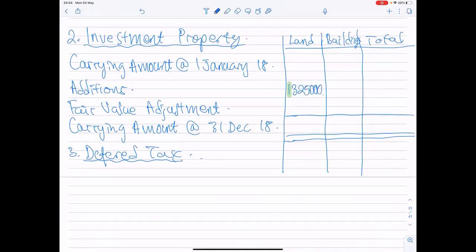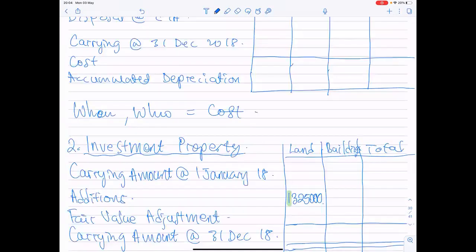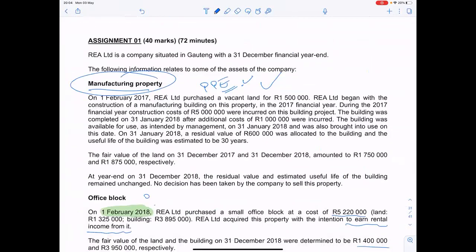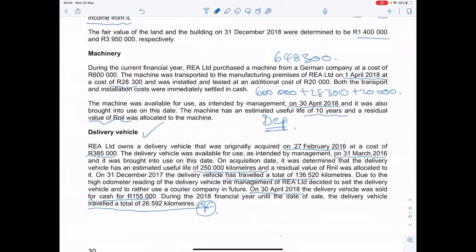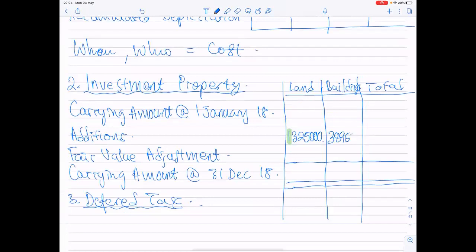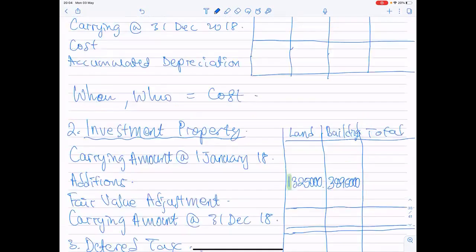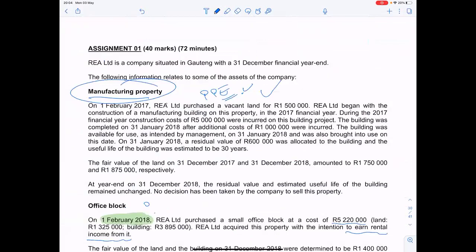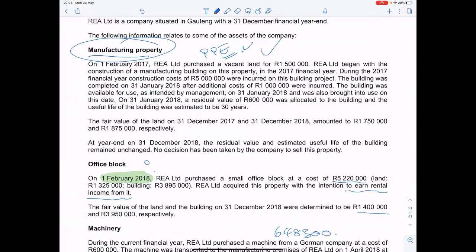1,325,000. The building is 3,895,000. The total is 5,220,000.